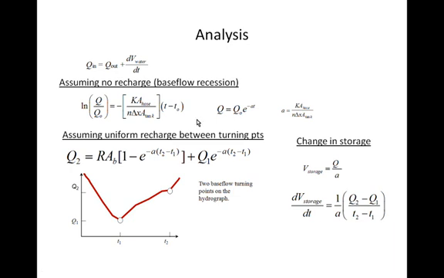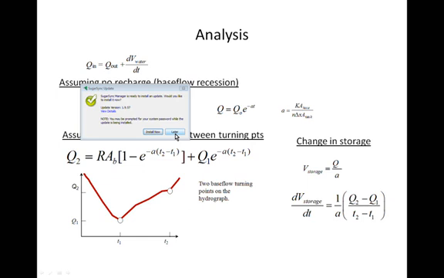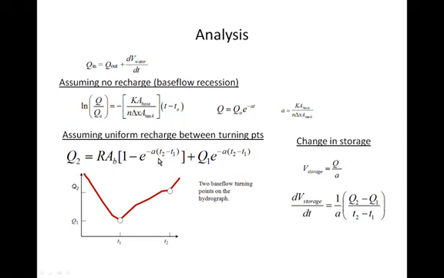We can do the analysis where we include recharge, and if we do that, then we get an expression that looks like this. And what this allows us to do is say that if we know the flow rate at a turning point here, one of these base flow points, we can predict the flow rate at the next point there if we know the recharge, the area of the watershed, the recession constant, and the duration of time between these points.